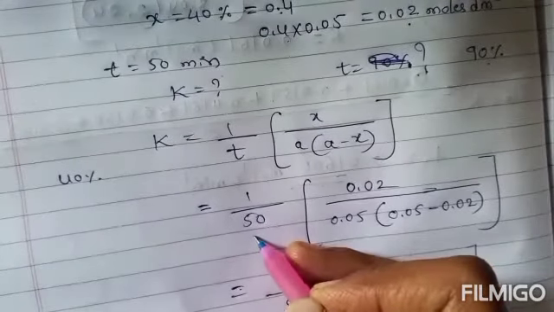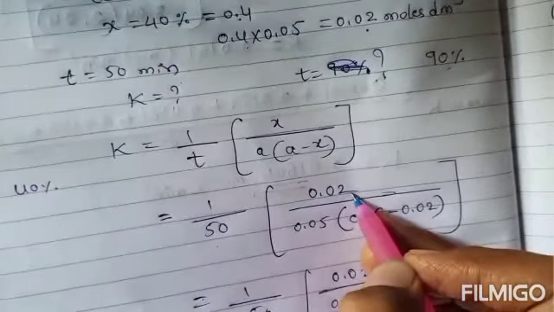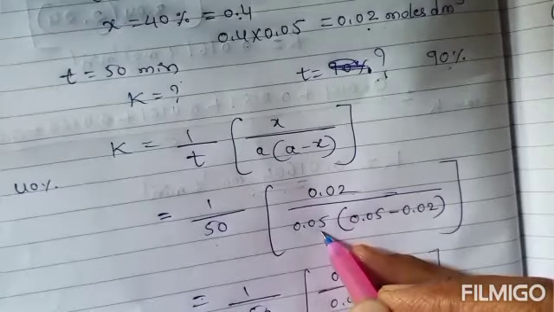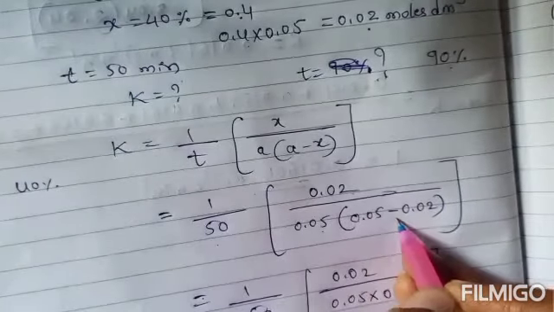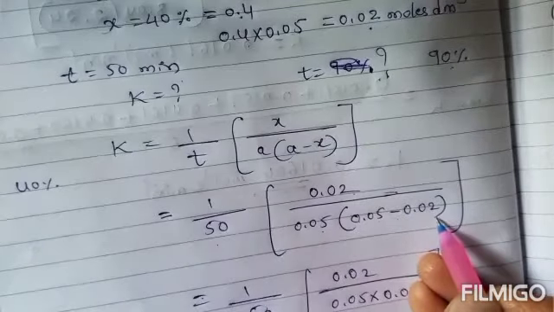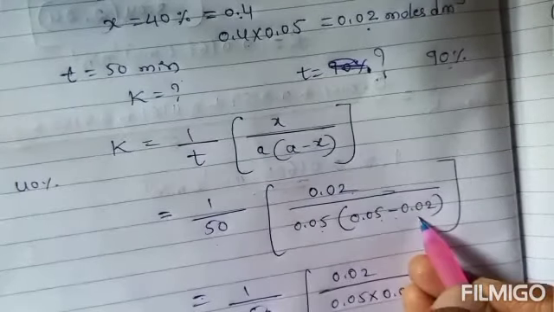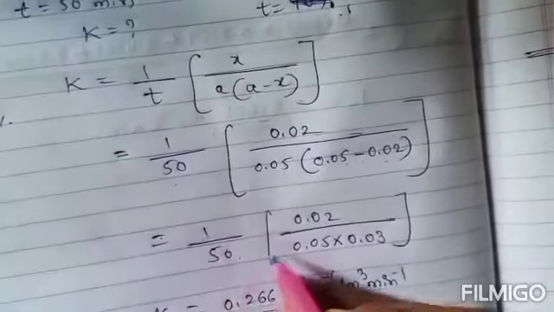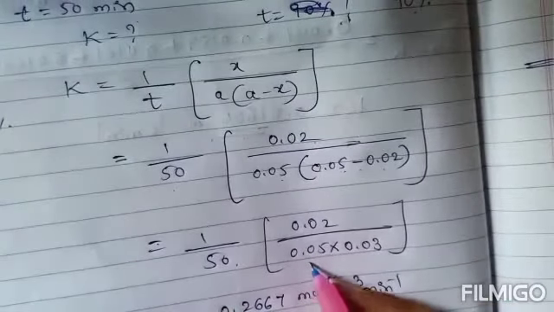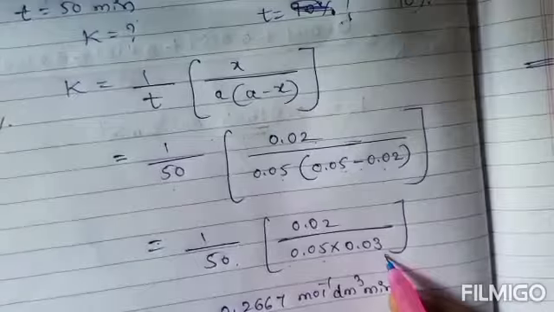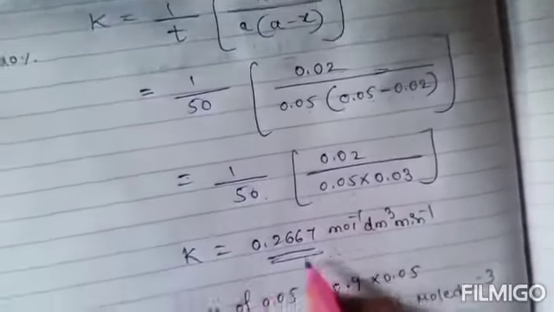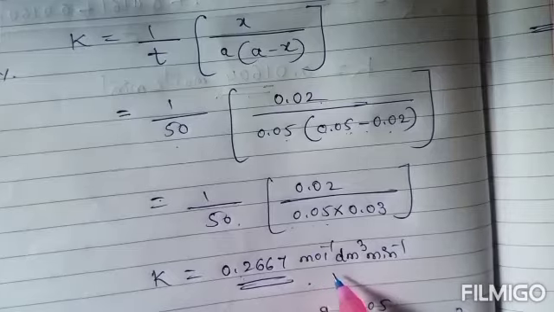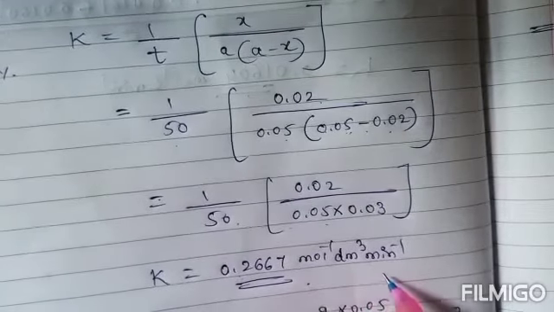1 divided by 50 into 0.02, that X value, divided by the A value 0.05, into 0.05 minus 0.02. Subtracting this, we get 1 divided by 50 into 0.02 divided by 0.05 into 0.03. After multiplying, we will get the answer. K value is 0.2667 per mole dm cube per minute.